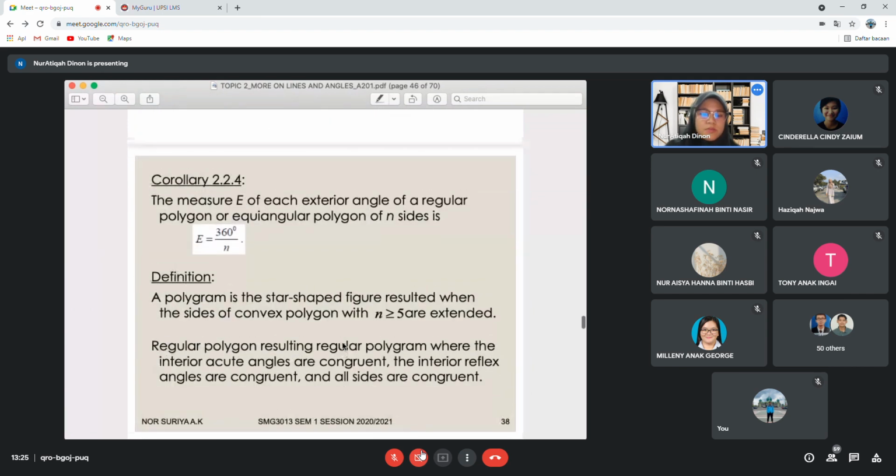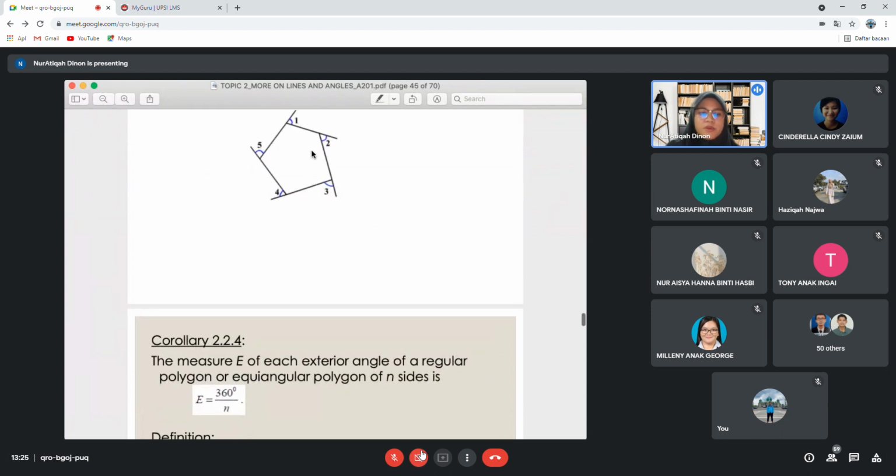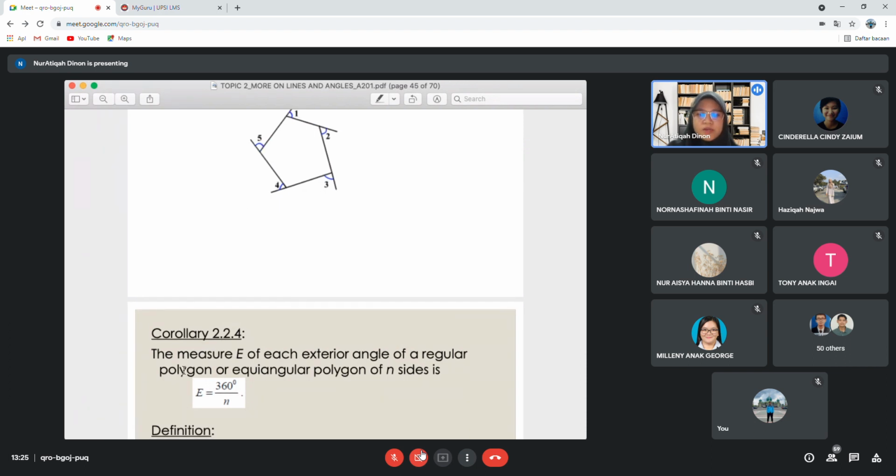Okay, but then how do we measure each exterior angle? This one is to measure the exterior angle. That means what is the value of angle 1, angle 2, angle 3, angle 4, angle 5, for each one of these. So the measure E of each exterior angle of a regular polygon, that means it must be equilateral and equiangular, or a polygon with equiangular only, of n sides is E equals 360 degrees divided by n. Because we know that the summation is equal to 360 degrees, obviously to find each one we divide 360 by n.